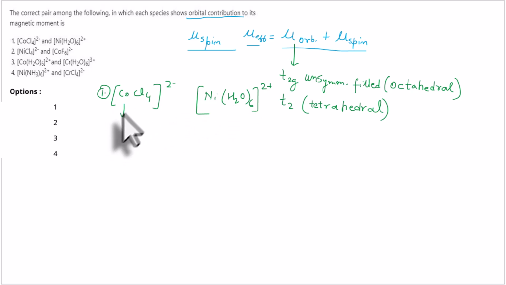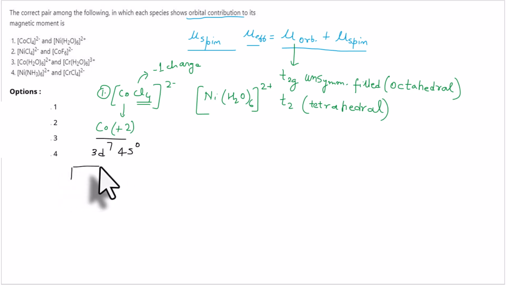Okay, so cobalt is the central metal ion, and we know that the valence electronic configuration in the ground state is 3d7 4s2, and here we have 4 chloro ligands. So the oxidation state of cobalt in this complex is plus 2, since Cl has a minus 1 charge. In the plus 2 oxidation state, the valence electronic configuration becomes 3d7 4s0. And now there are 4 ligands in this cobalt complex. That means this is tetrahedral.